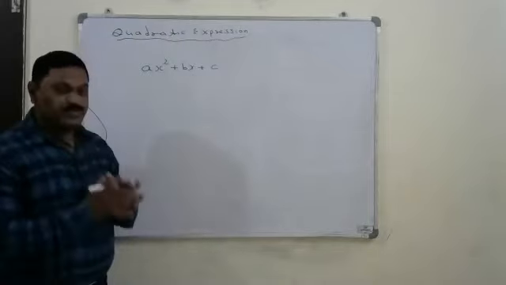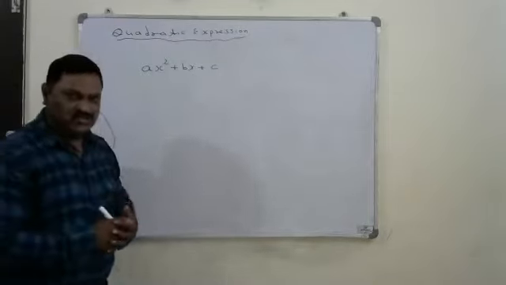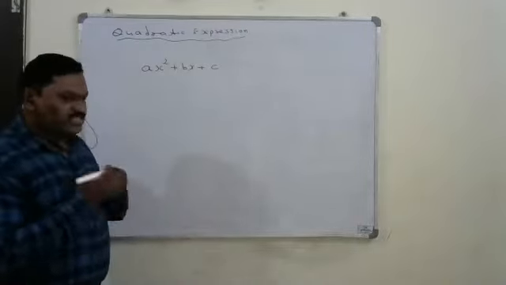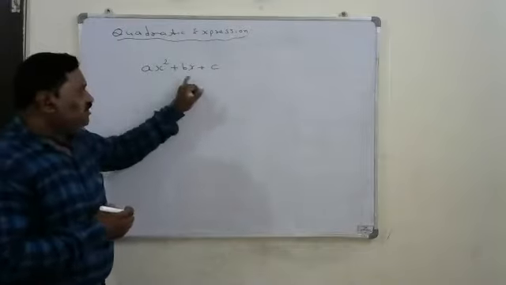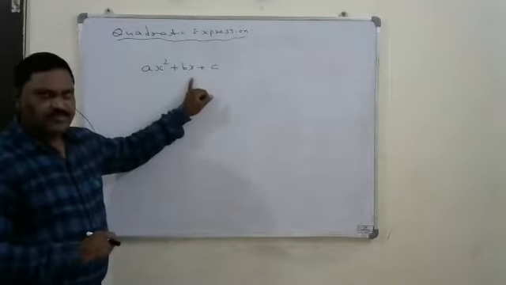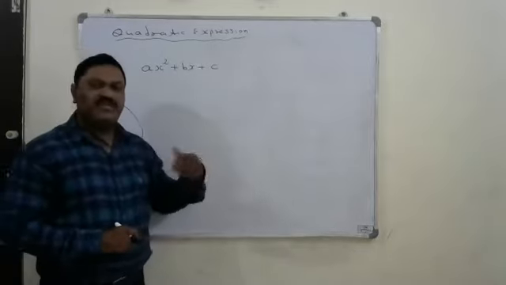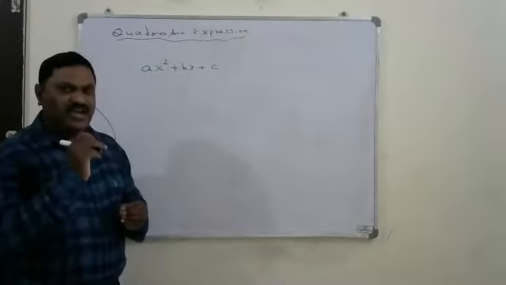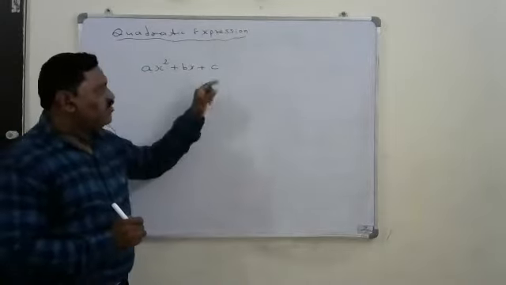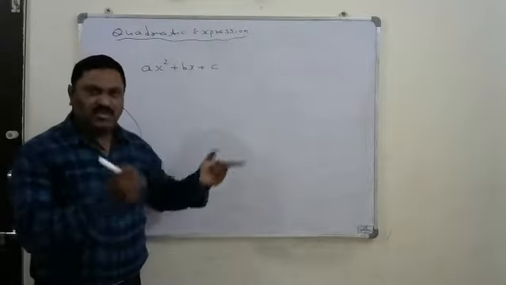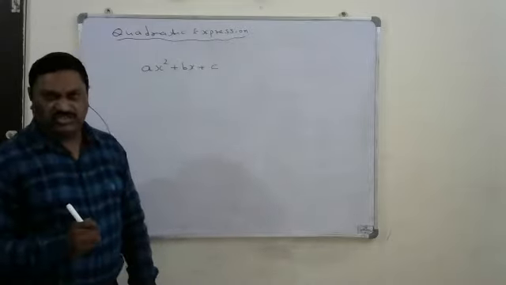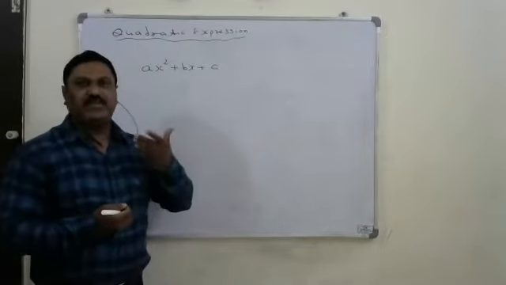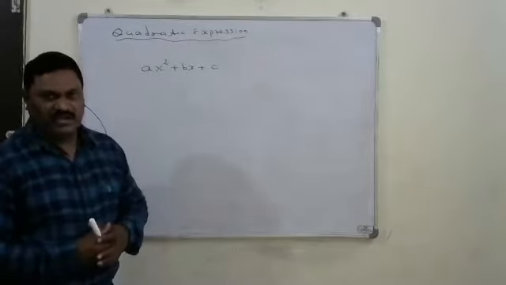If there is a quadratic expression, only the statement without the conclusion, then what can we find from it? In this expression, if I keep on putting different values of x, the expression is going to give different values. Out of those values, we can find the maximum value of this expression and the minimum value, and for what value of x it gives the maximum and for what value of x it gives the minimum.